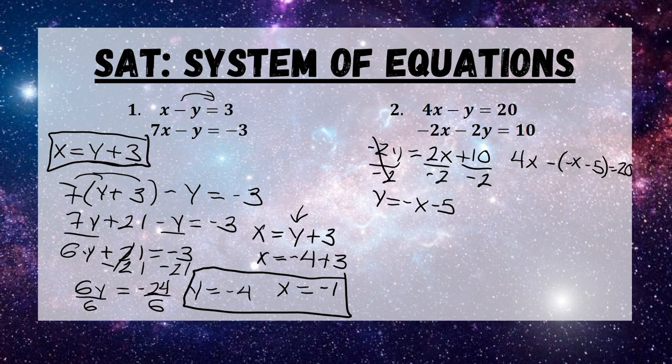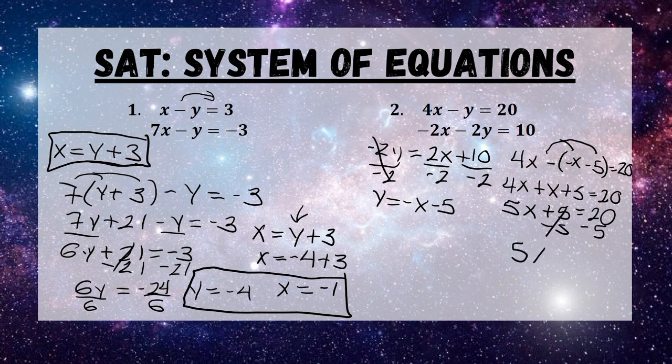The reason why we do this is because the negative on the outside of the parentheses needs to be distributed to both terms. Once we distribute the negative, we're going to have 4x plus x plus 5 equals 20. And now we need to combine like terms. 4x plus x is 5x plus 5 equals 20. Now we need to subtract 5 on both sides, and we'll have 5x equals 15. And if we divide both sides by 5, we'll have x equals 3.